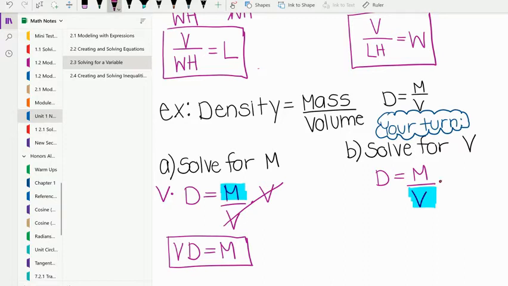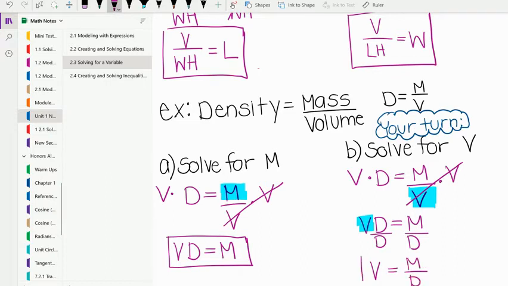So regardless, I still need to get that V out of the denominator. So I'm going to multiply by that V. So now I have VD equals M. But again, I'm still trying to get that V. So in order to undo the multiplying by D, I divide. So we end up getting V equals M divided by D.